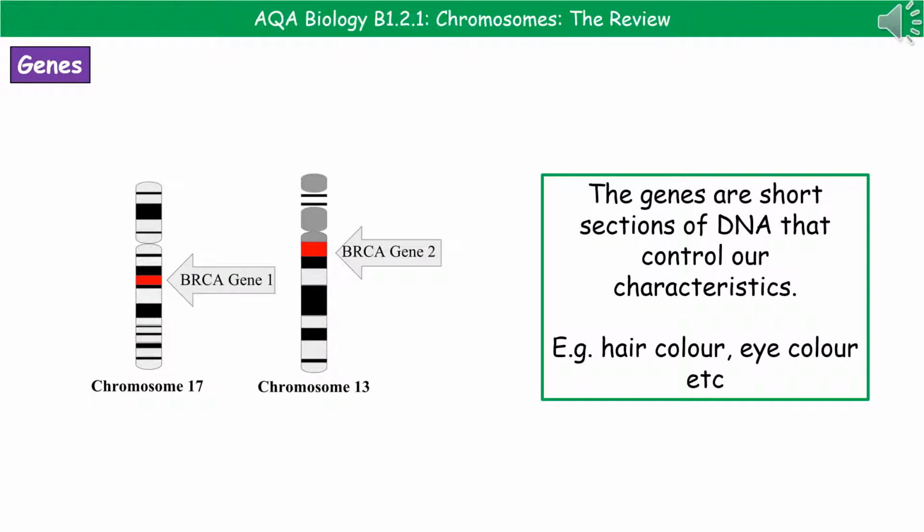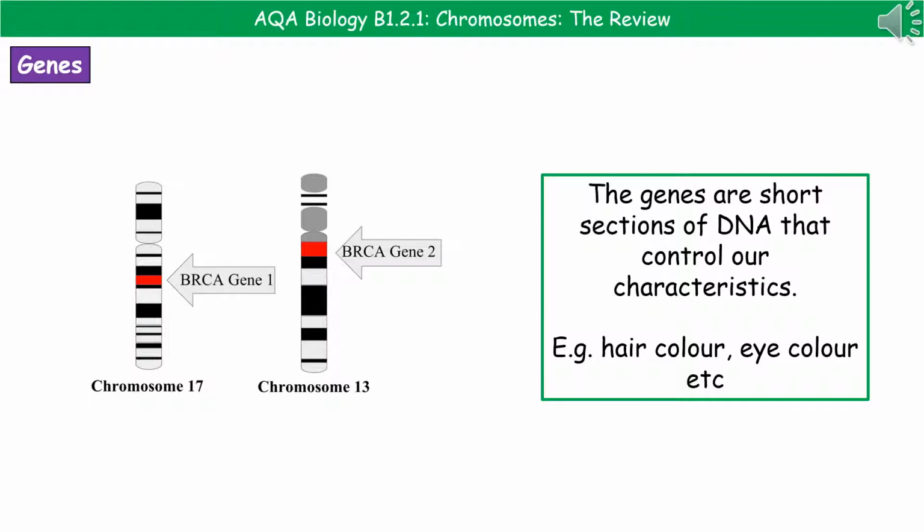As we've already mentioned, when we look at the chromosomes themselves, short sections of that DNA are referred to as genes. And the genes are the things that control all of our individual characteristics, things like your eye colour, your hair colour. I've just given you that little diagram on the left to show you how they're all split up. And one thing we do now know are the locations of an awful lot of these genes.